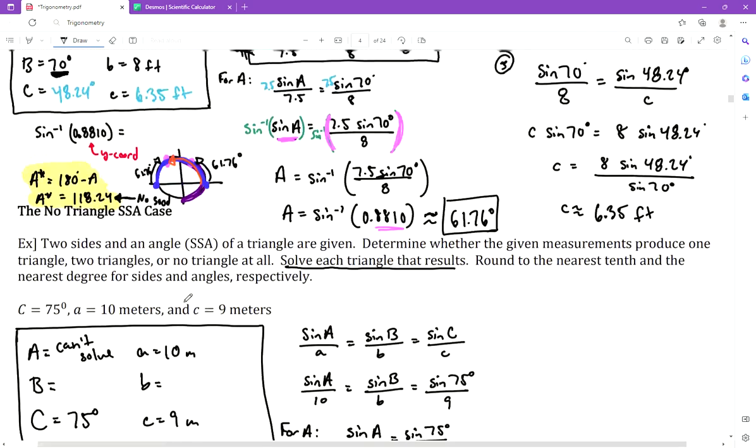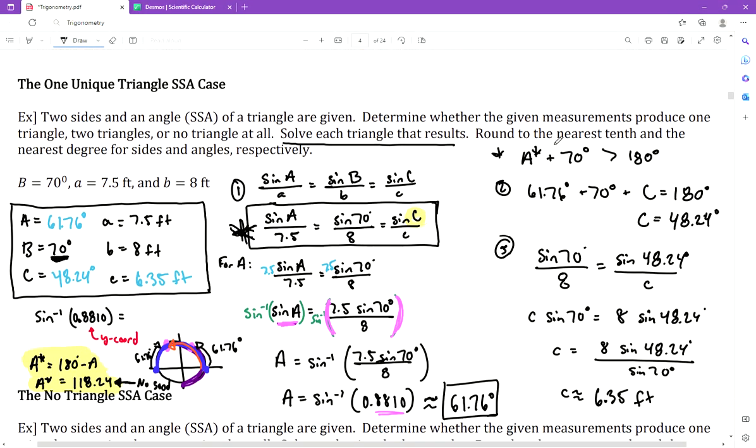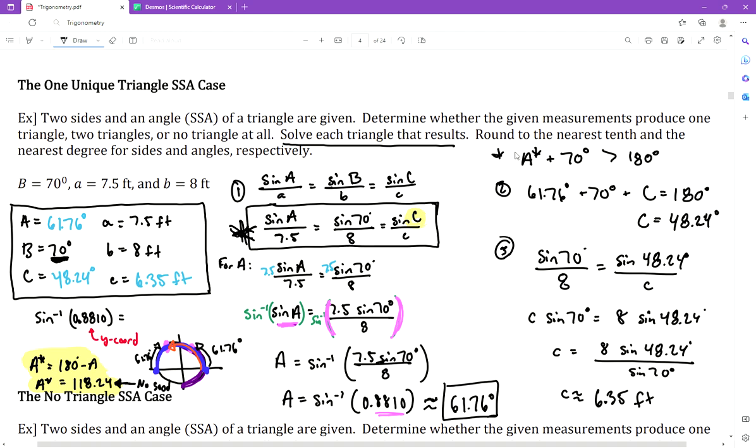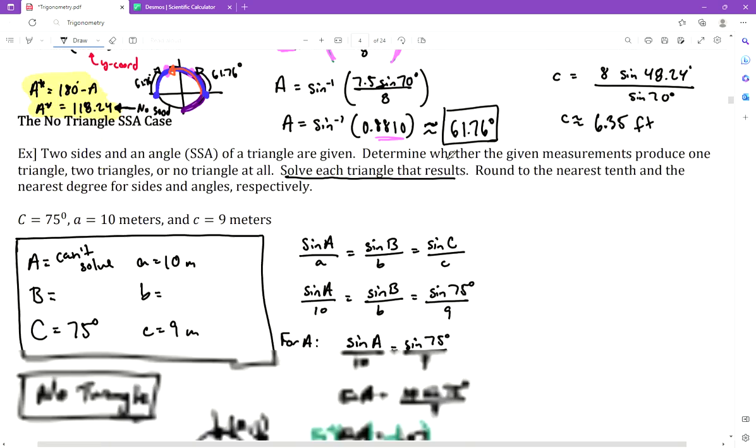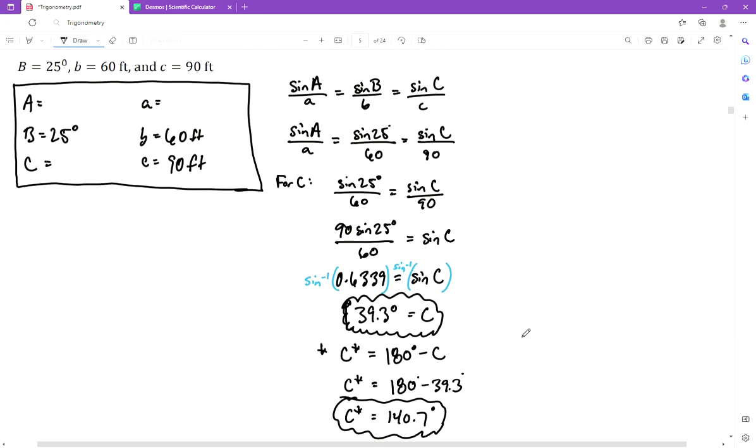As a reminder, let me scroll. On this one, when we got the second angle, we have it right here. The second angle plus the given angle, which was 70 in that problem, was larger than 180. So that means that cannot make another triangle because it's already bigger than the maximum sum of the angles can be. This one, though, it's not. So we can still squeeze in another angle. So that means we have another triangle.